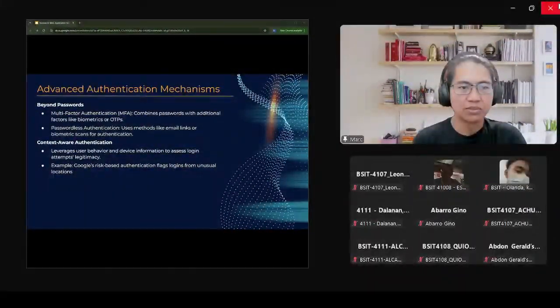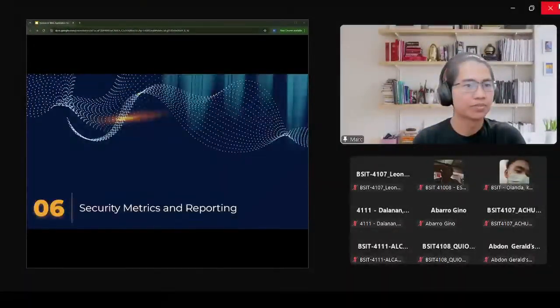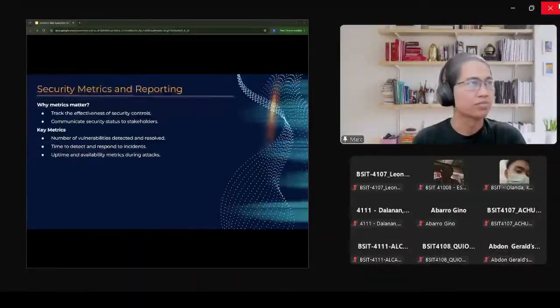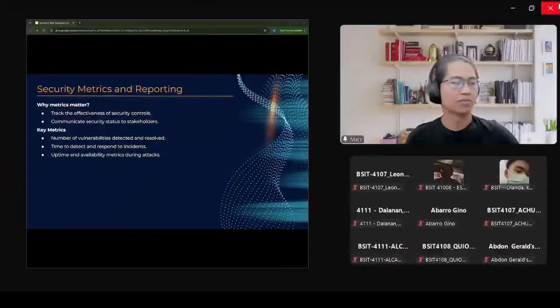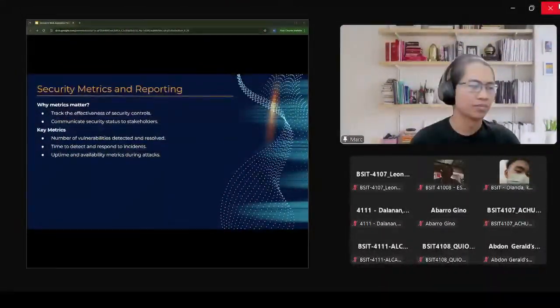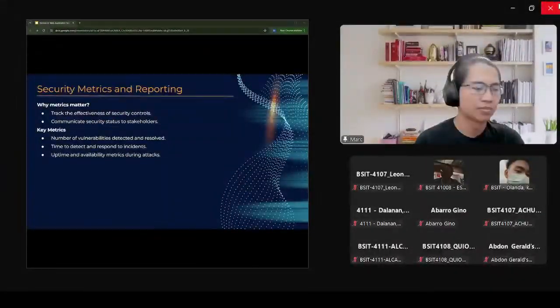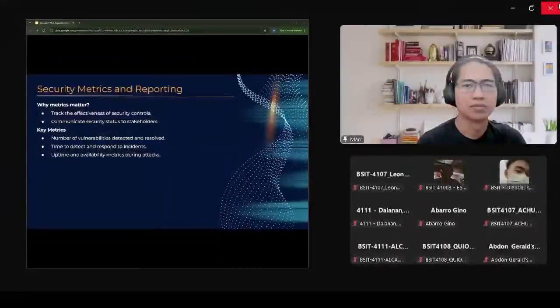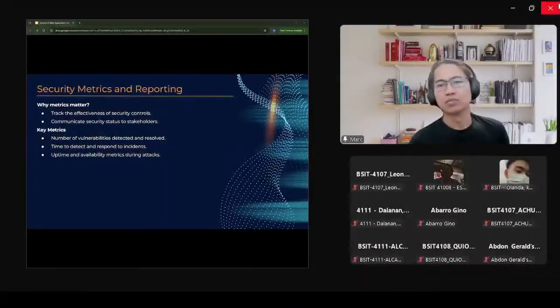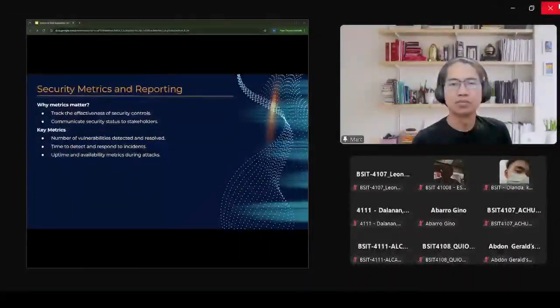We move on to security metrics and reporting. Now we'll discuss a crucial yet often overlooked aspect of cybersecurity: security metrics and reporting. While deploying robust security controls is essential, measuring their effectiveness is equally important. Security metrics not only track performance, but also help communicate the state of security to stakeholders.